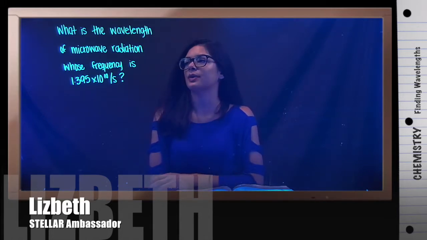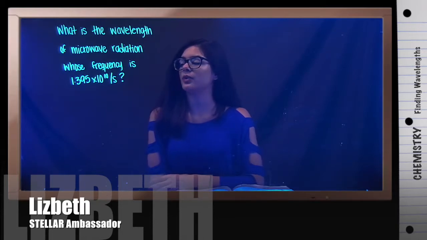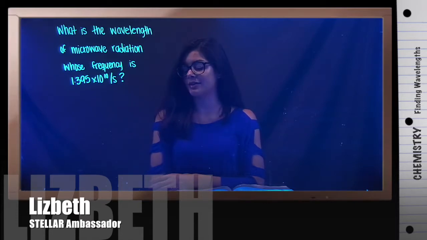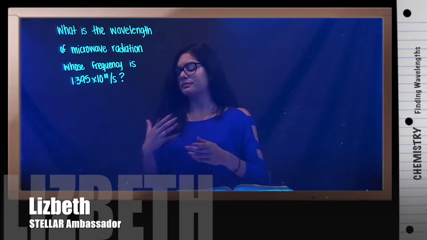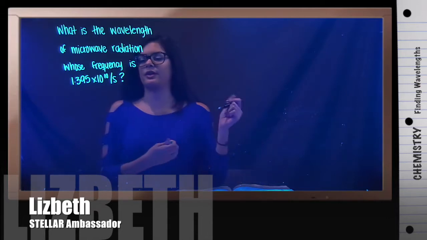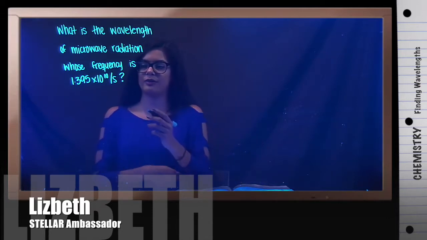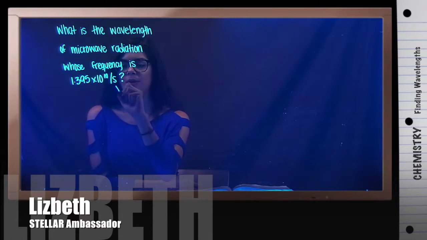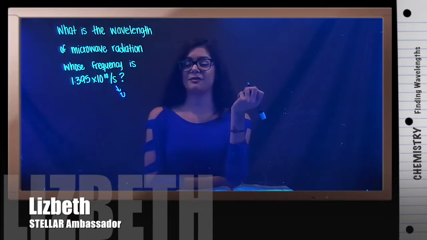So here it says, what is the wavelength of microwave radiation whose frequency is 1.395 times 10 to the 10th inverse seconds? So inverse seconds is the usual unit for frequency, and this is going to be represented by the symbol mu. It kind of looks like a fancy V.